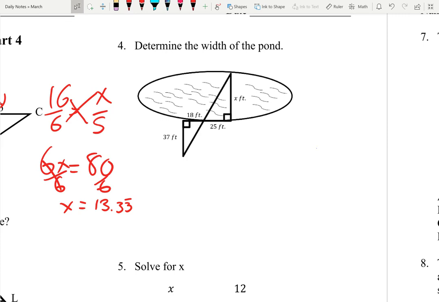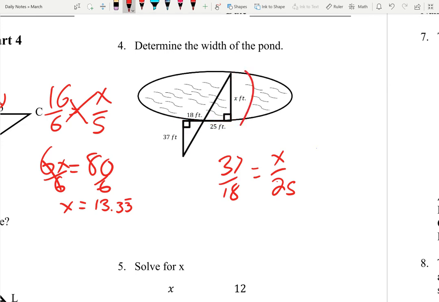Same idea with number 4, it's just setting up the proportions. I like to go with the length to the base, so 37 to 18, and then the length to the base, x to 25. Now it looks like these are going backwards, but they are kind of inverted opposite images. We are still going with the longest side with the shorter, 37 to 18, and then the longer side to the shorter, x to 25. So everything does still match.